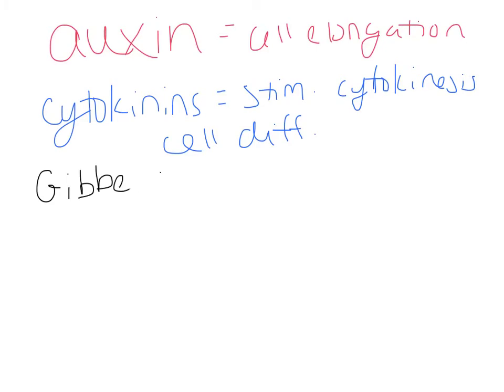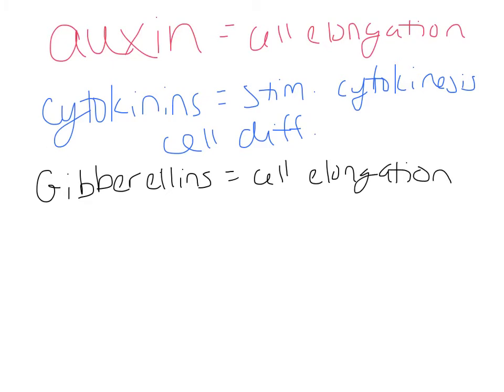Okay, and then we've got gibberellins. These are important again for cell elongation, which can have an impact. The plant can't move, but it can bend and change shape, and a lot of that is going to be due to cell elongation.